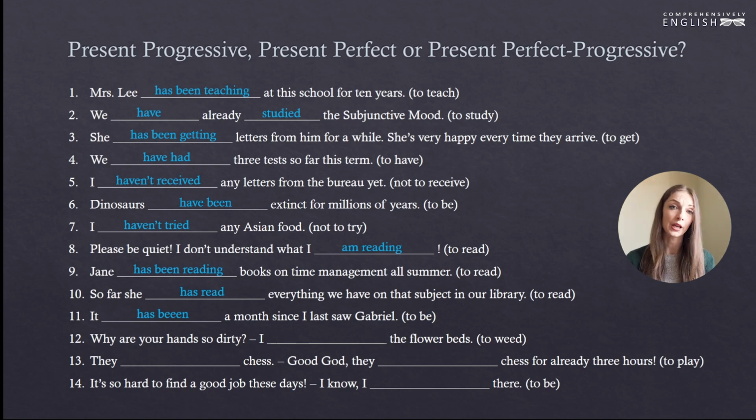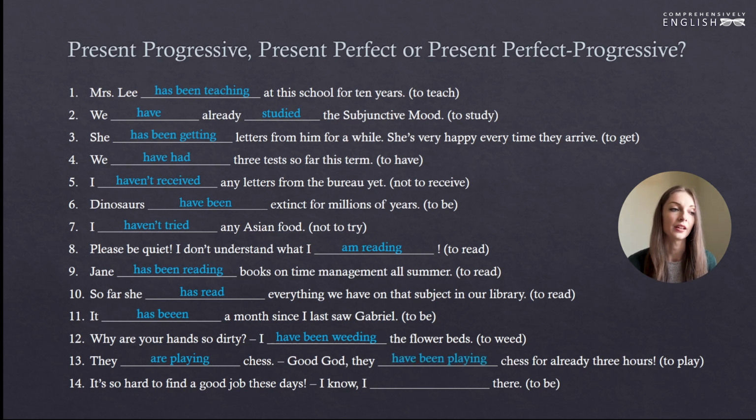I last saw Gabriel is a point in time in the past, and since that point we haven't seen each other. So this period of time has not finished yet. We haven't seen each other yet. Number 12, why are your hands so dirty? I have been weeding the flower beds. We have a pronounced result. Our hands are dirty. That means that we have been doing something dirty for a while, and that's how our hands have become dirty.